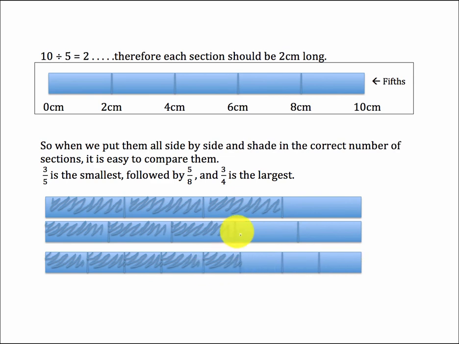Now when they're side by side, we can write them in order from smallest to largest. The smallest is this one here, as you can see, is the 3/5. The next one, just a tiny bit bigger, is 5/8, and then the largest here is 3/4.